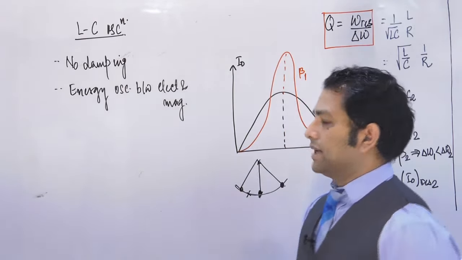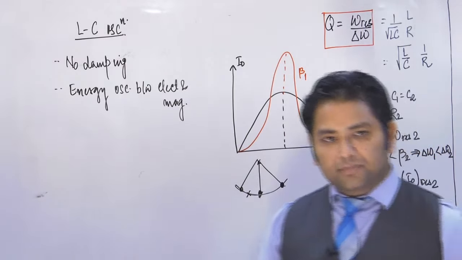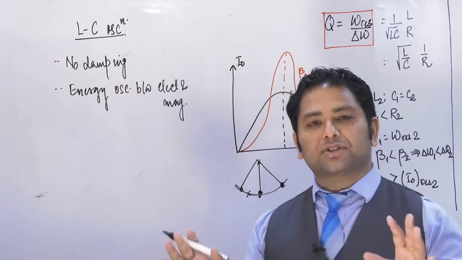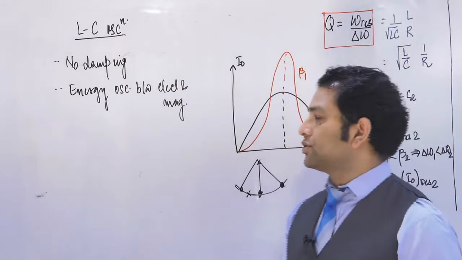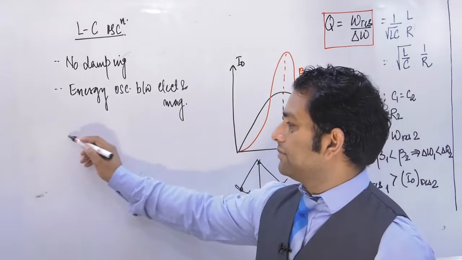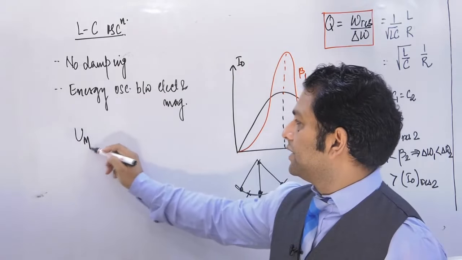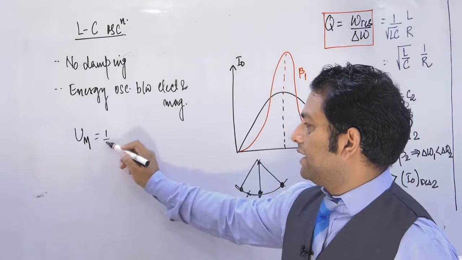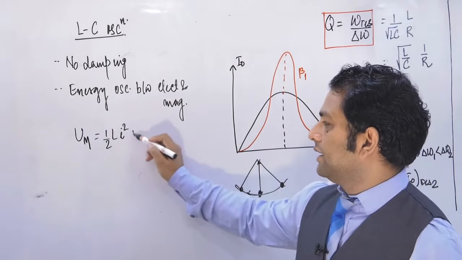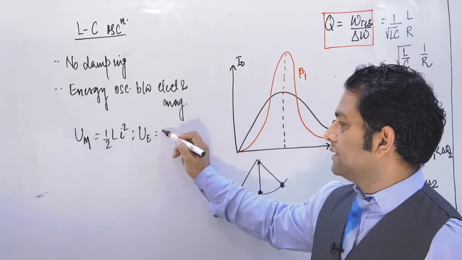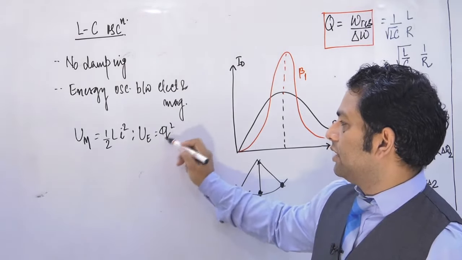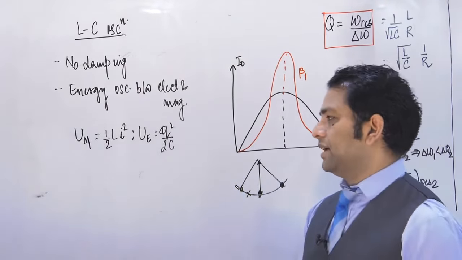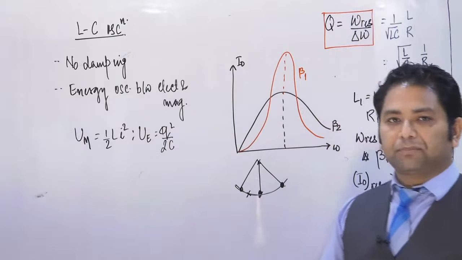Because see, the L does not dissipate, it's a pure storing element. C does not dissipate either, that's also a pure storing element. And apart from that, U magnetic is 1/2 Li square, and U electric is Q square by 2C or half CV square, whichever format you may wish.